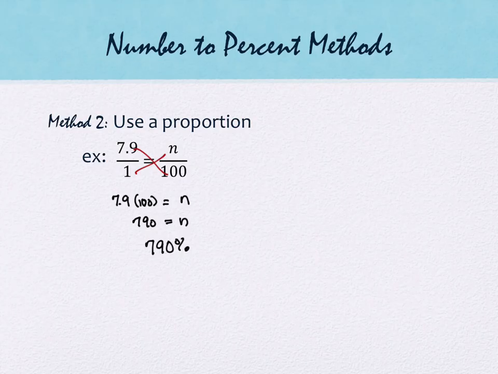This method tends to work really nicely when you're doing fractions. Sometimes people think that in order to go from a fraction to a percent, I have to go through the decimal stage, and you don't actually. If you use proportions, you can go straight there. This method works really nicely for that, and we'll see an example.